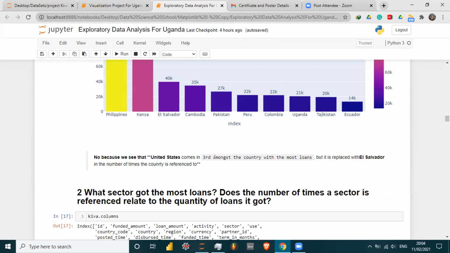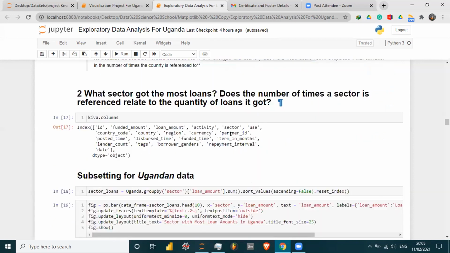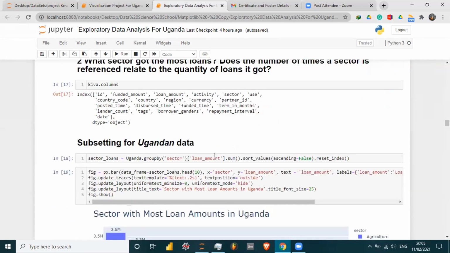Moving forward to question 2, what sector got the most loans? For sector, I did the group by on my countries, now Uganda, because I was subsetting for Uganda.